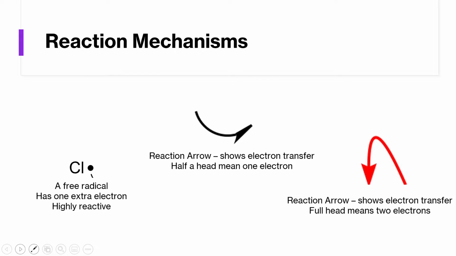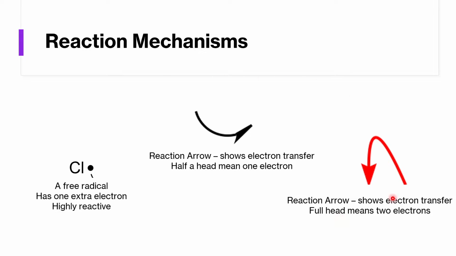So when I show you reaction mechanisms, there are a few different notations that may be a little bit foreign at the moment, so I just wanted to introduce them. If you see a dot next to an atom or a molecule, we can assume that this is a free radical. Essentially what this means is the substance has one extra electron, and that makes it highly reactive. That electron wants to form a covalent bond, and that's generally what those substances will do.